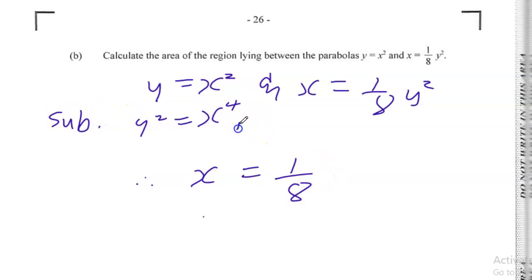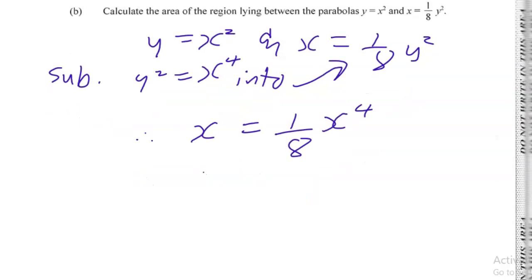Sub this into that, right? So x equal to 1/8 y squared, but what is y squared? x to the power of 4. Good. And I guess we can times both sides by 8. So we have 8x equal x to the power of 4.